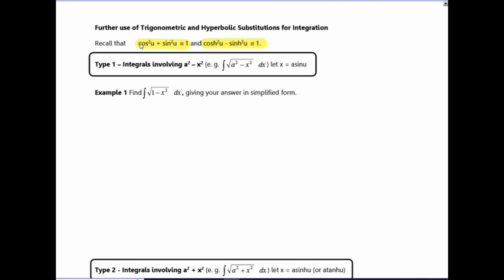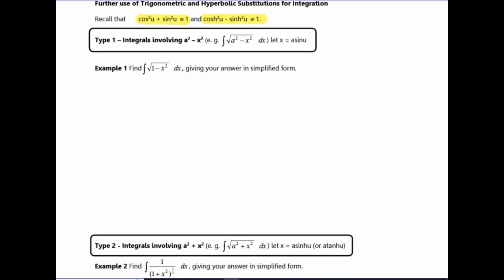The first type are where you've got an a squared minus x squared, or it's perhaps easier to think about it as a 1 minus x squared. This looks like your trig identity, because usually you can rearrange this to make cos squared equals 1 minus sine squared, or vice versa. We're going to suggest that you use x equals sine u as your substitution, and if it's a number that's not 1, so a squared, for example like 4, you choose x equals 2 sine u, so that when you square that you get the 4 out and you can factorize it out. You could use cos as well, that would work.